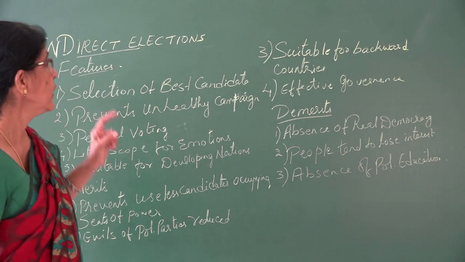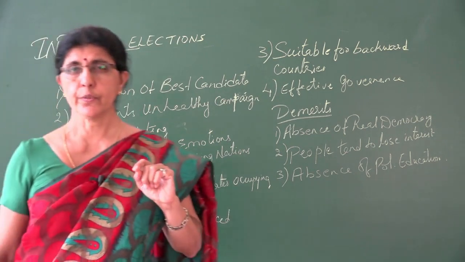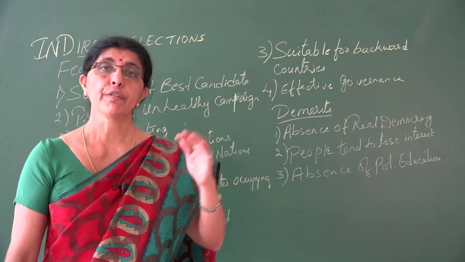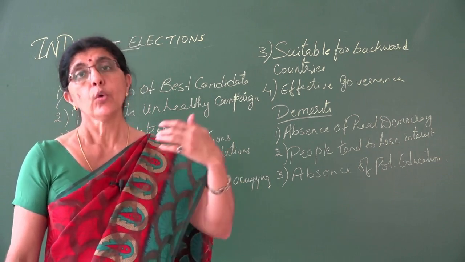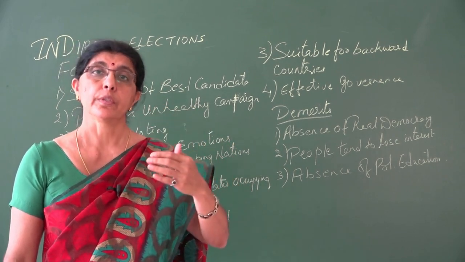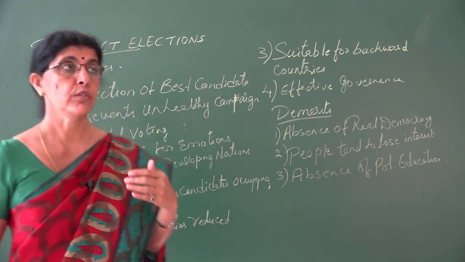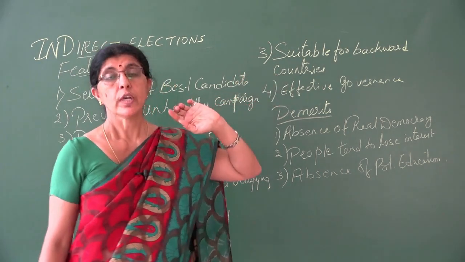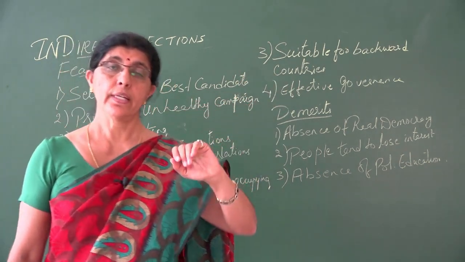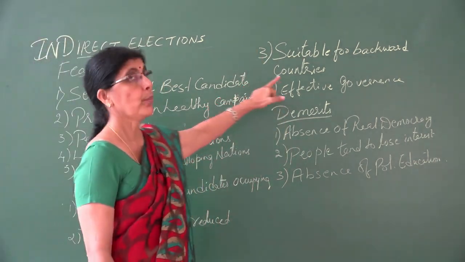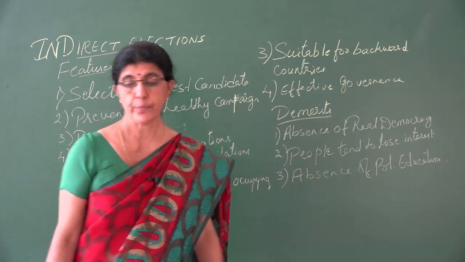Next we come to suitable for backward countries. Countries which are backward have more illiterate and ignorant people who are not in a very good position. In such nations also, it is very good to have indirect elections because the voters are not touched directly. The higher level people are chosen by the Electoral College.